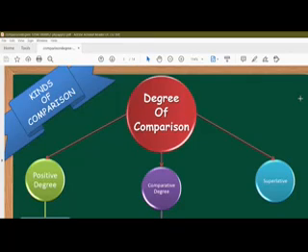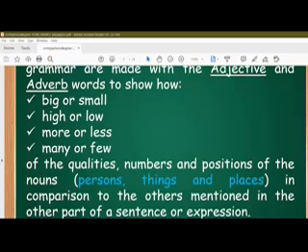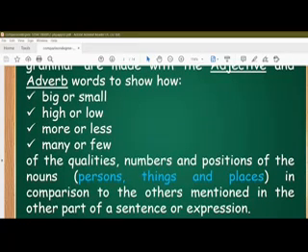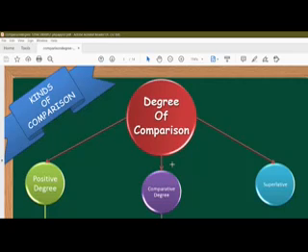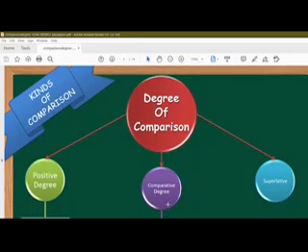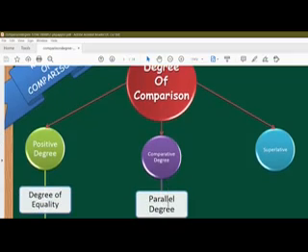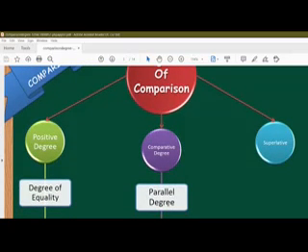Now comes the degrees of comparison. So here we will learn the kinds of comparison. One is the positive degree, as I told you. Another is the comparative, and the last one is the superlative degree. Positive is the degree of equality, whereas the comparative degree is a parallel degree, meaning they have a parallel quality with another noun or pronoun, and between these two objects or persons we are making a comparison.